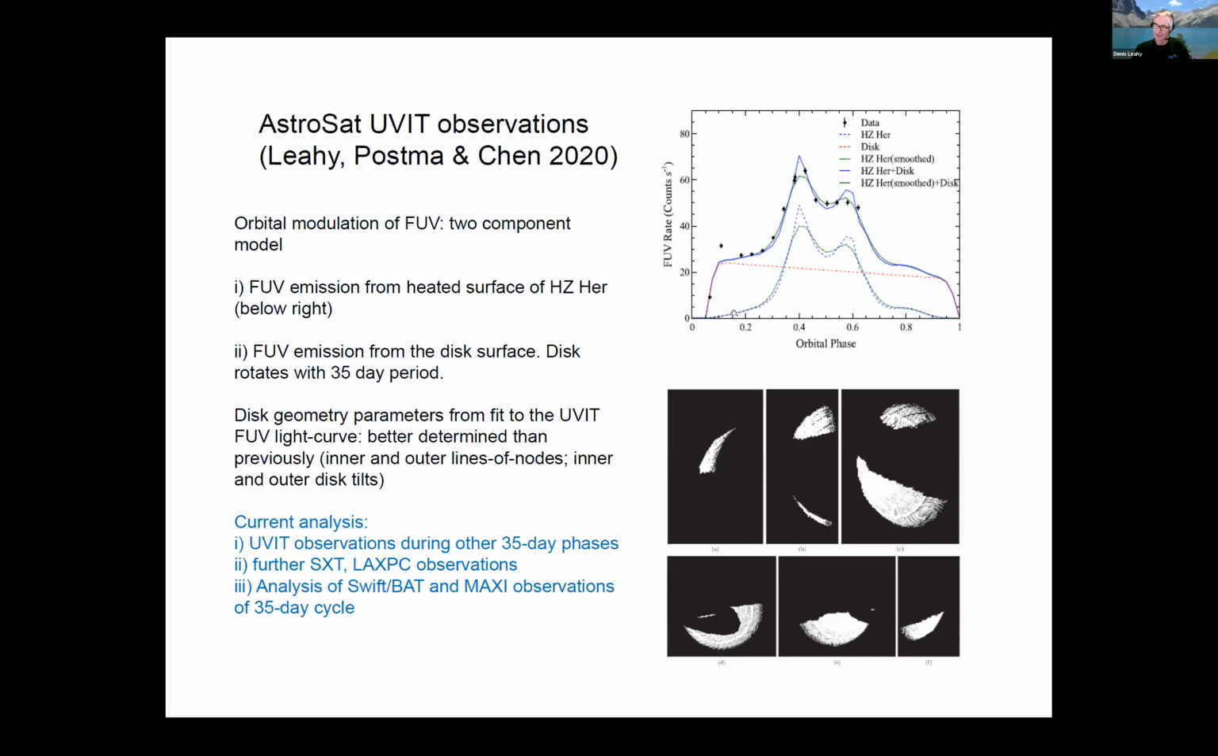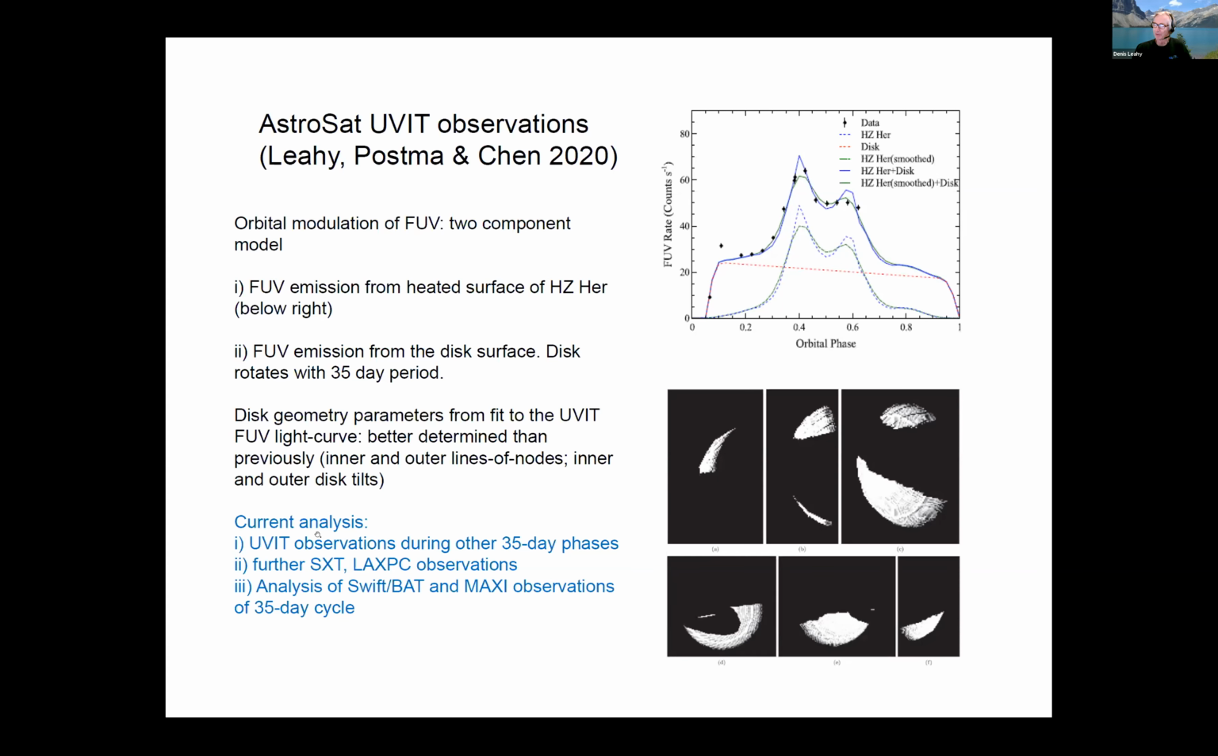But also in the far UV, the accretion disk is a significant emitter, and we have a calculation of the emission from the X-ray heated accretion disk as a function of orbital phase. So it's just changing slowly because the disk takes 35 days to rotate. So this is only about a 10-degree rotation of the accretion disk. And the sum of the two fits the data very well.